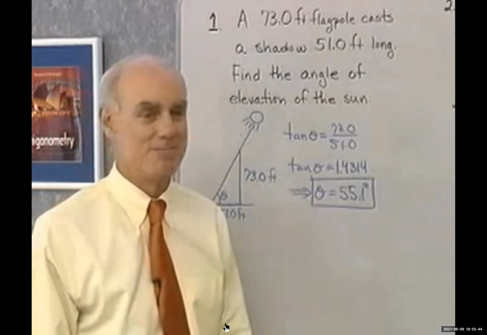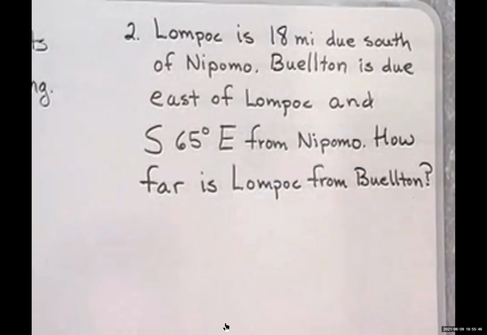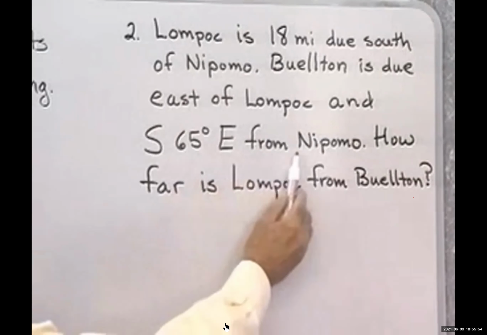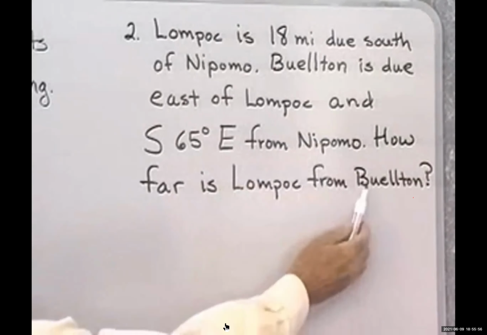Here's our next problem. Lompoc is 18 miles due south of Nipomo. Buellton is due east of Lompoc and south 65 degrees east from Nipomo. How far is Lompoc from Buellton?